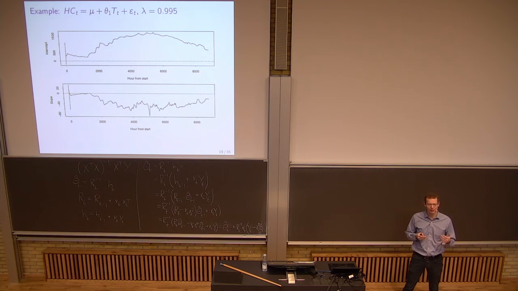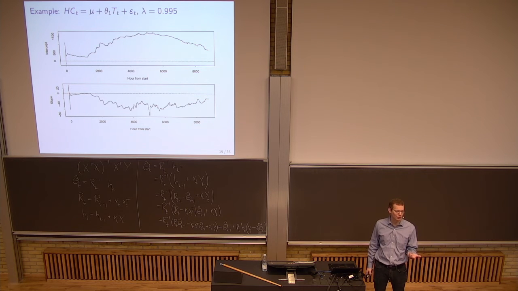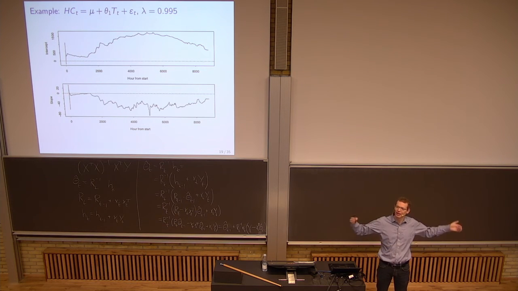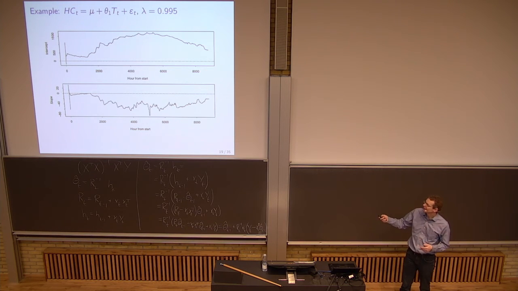One divided by 1 minus lambda. Yes. 200. So effectively, you have 200 steps. And the data are hourly measurements. So you're looking at the last 8 days, roughly, effectively. So you're looking at how the model is doing for the last week.